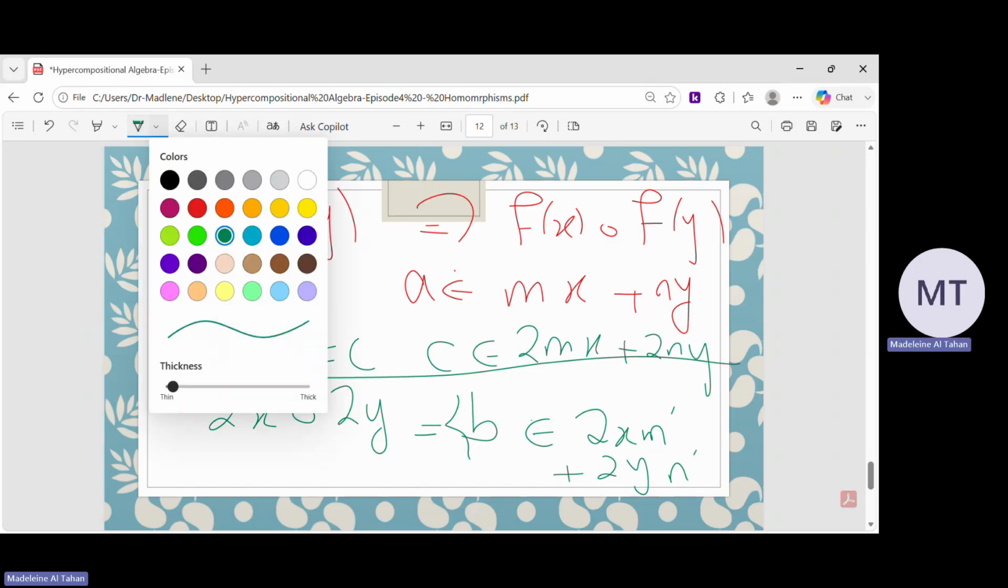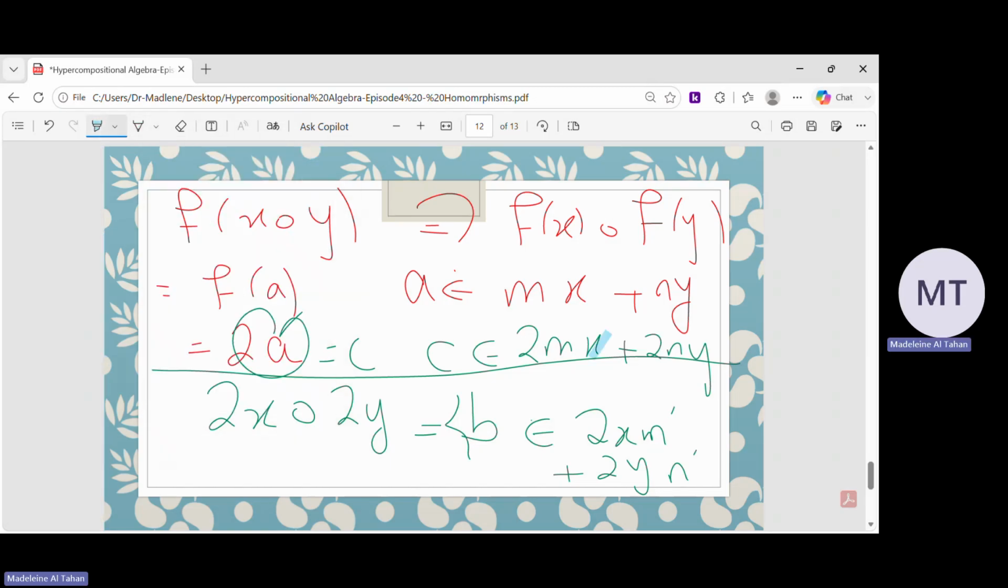Now, if you look at these two, they are identical as sets because m and n, or m prime and n prime, run over the set of integers. So these ones are equal to each other. Now we prove that it is a good homomorphism.